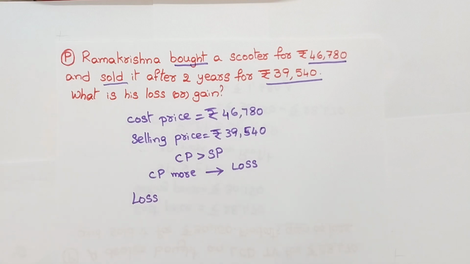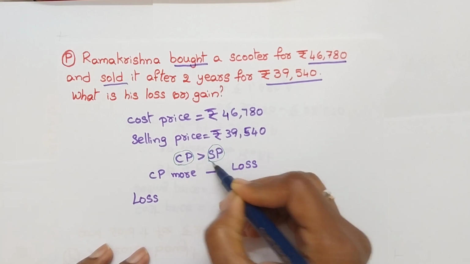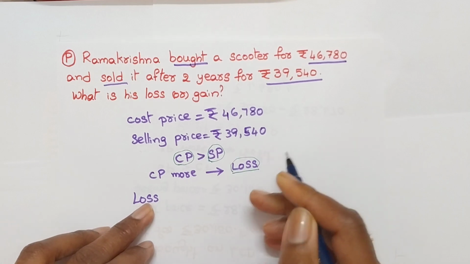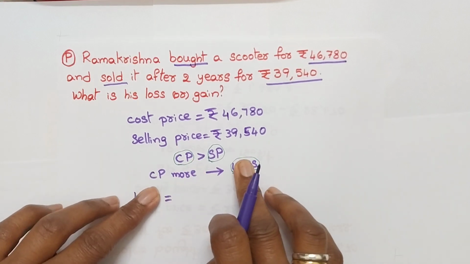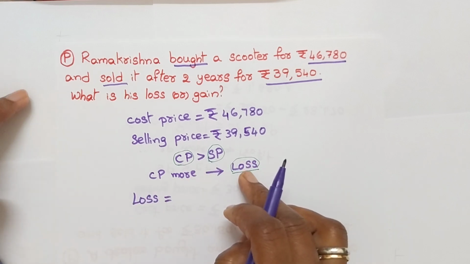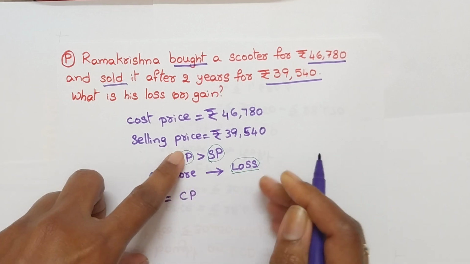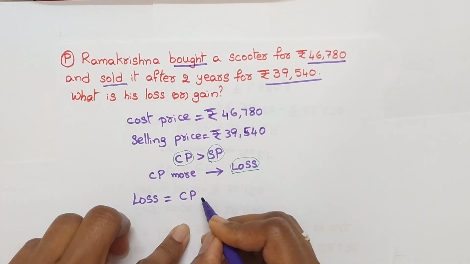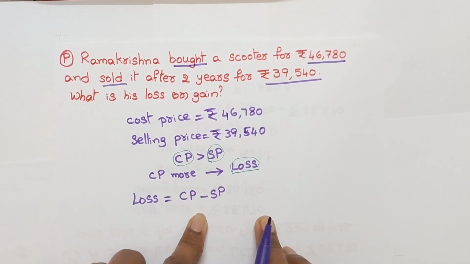In every problem we need to think of three terms: selling price, cost price, and the remaining one, which is what we need to find out here. Loss equals the greater value, the more value. Here it is cost price, so the remaining is selling price. Loss equals cost price minus selling price.